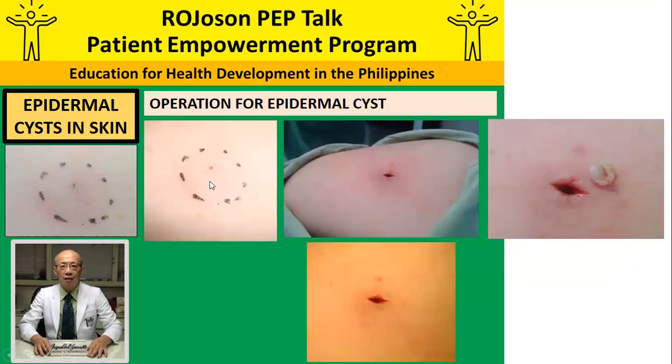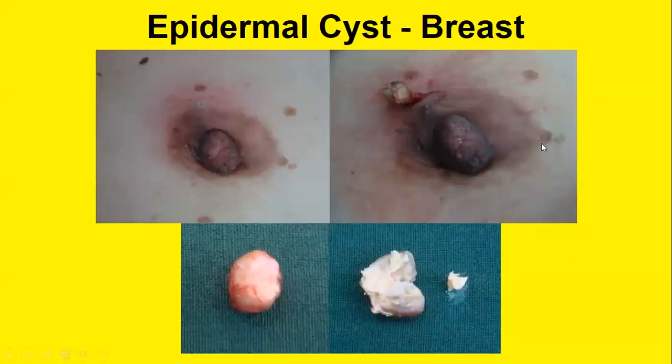Okay. Another set of pictures: epidermal cyst, small incision over the cyst, removal of the cyst together with the entire capsule. So a small incision is possible. Okay. So epidermal cyst on the breast area, but this is not epidermal cyst of the breast. This is still epidermal cyst in the skin. Okay, showing the epidermal cyst here being removed, the cyst itself, and then the content.